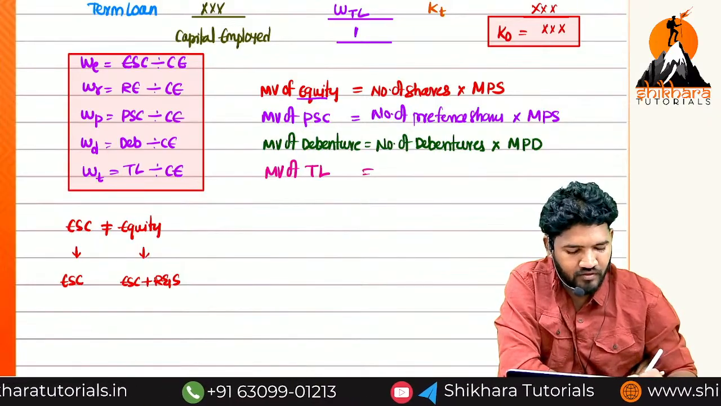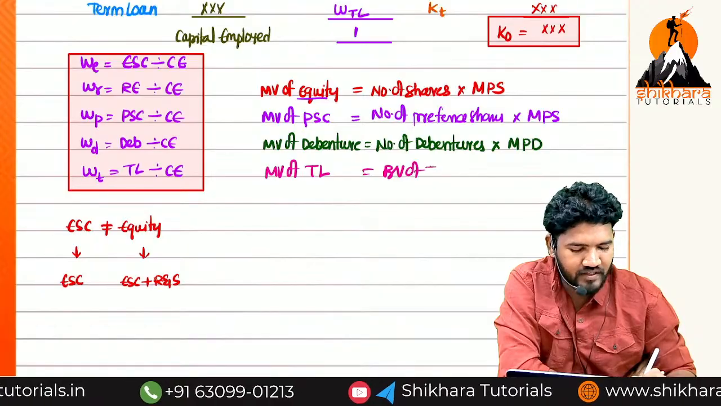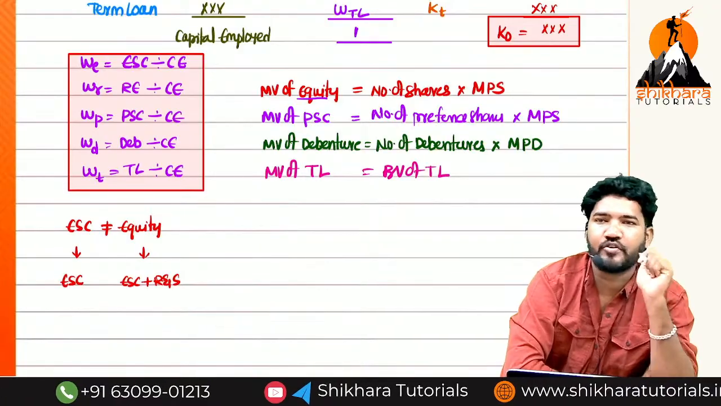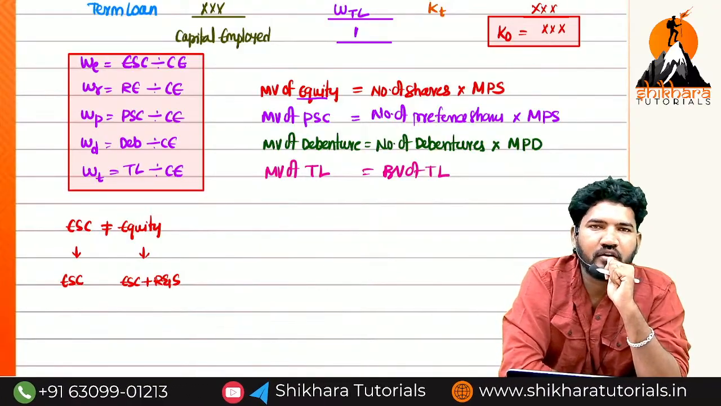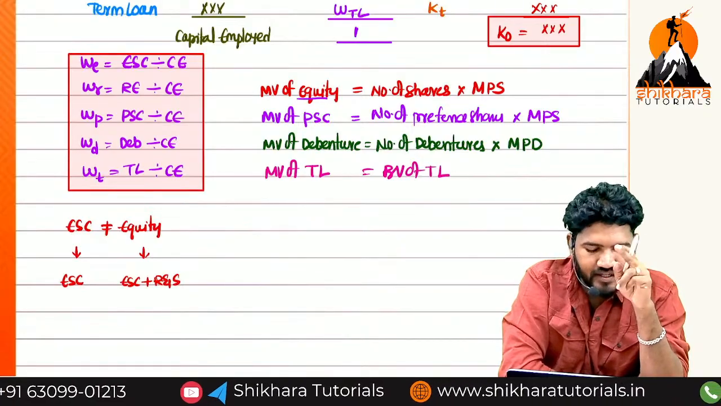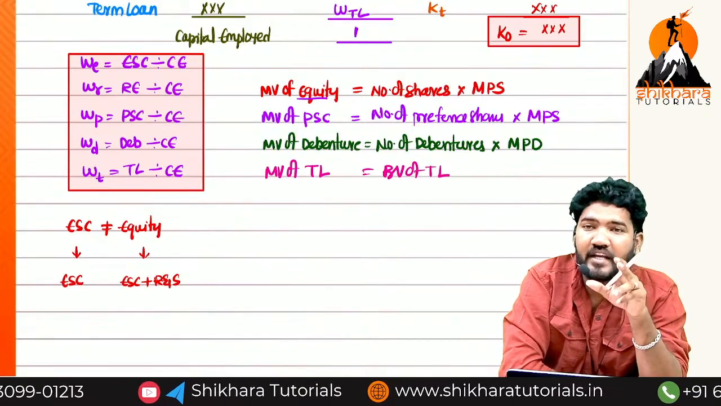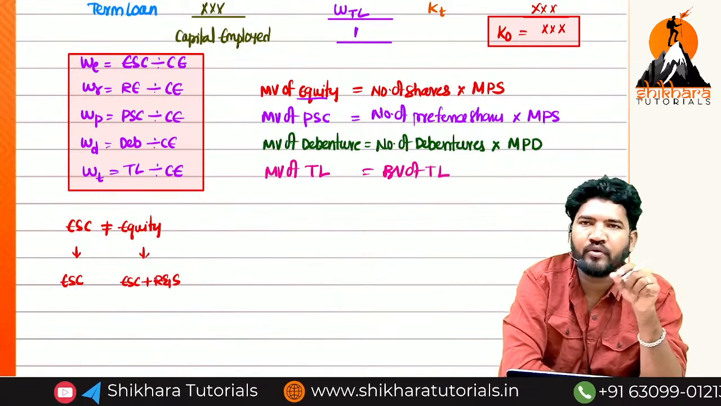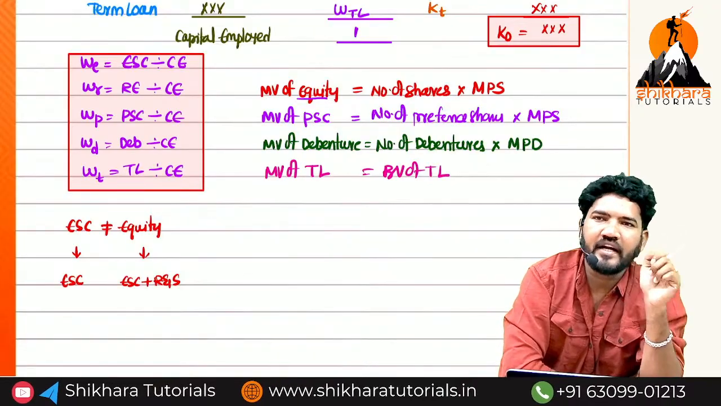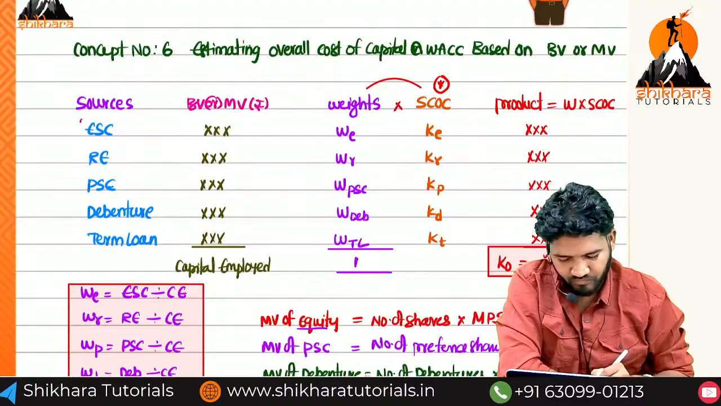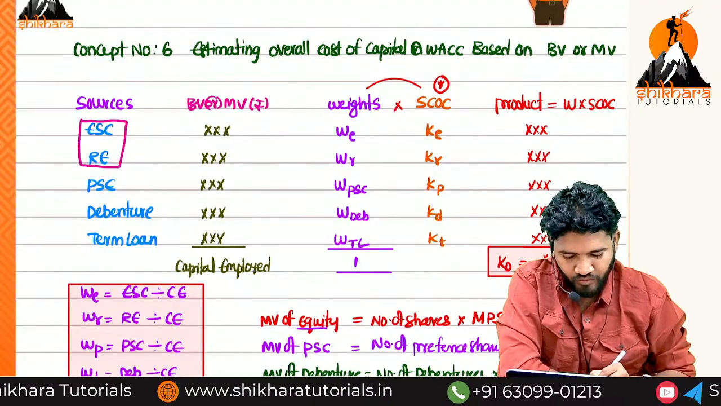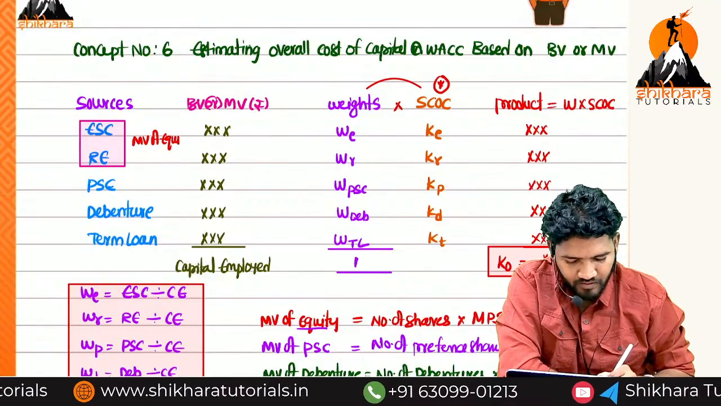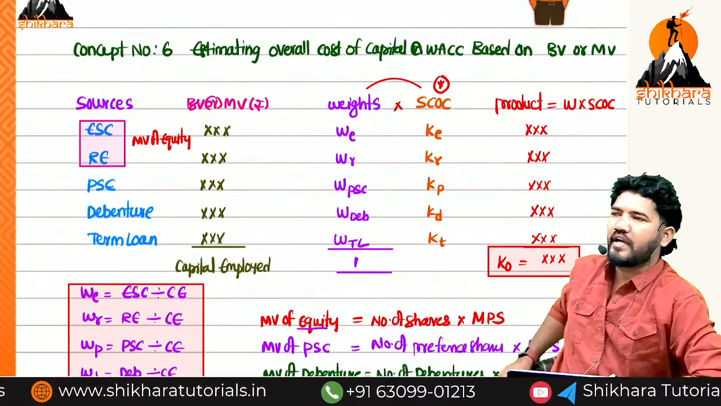Now, what about the market value of term loan? Book value of term loan is nothing but market value of term loan. But for retained earnings, that kind of assumption is not possible. Clear now? When you multiply the securities and the shares, that is called market value of equity, not market value of equity share capital. That's why you need not consider retained earnings separately. Directly, instead of these two, you can write market value of equity.